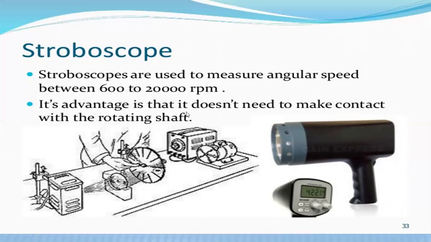So its advantage is that it does not need to make contact with the rotating shaft. So it is also a contactless type of speed measuring instrument. In this stroboscope, the instrument is not in contact with the shaft. So without contacting the shaft, the speed is calculated by this stroboscope.